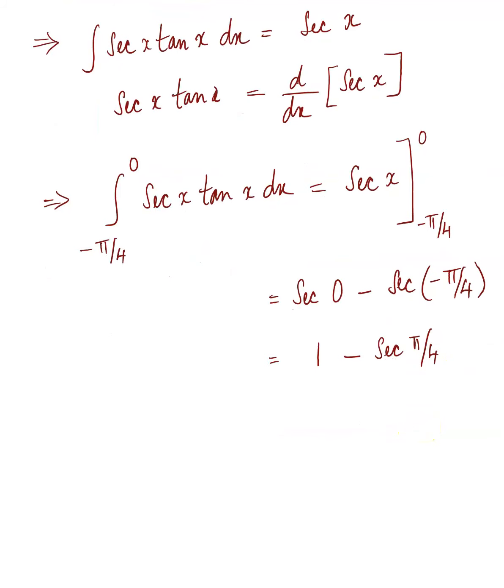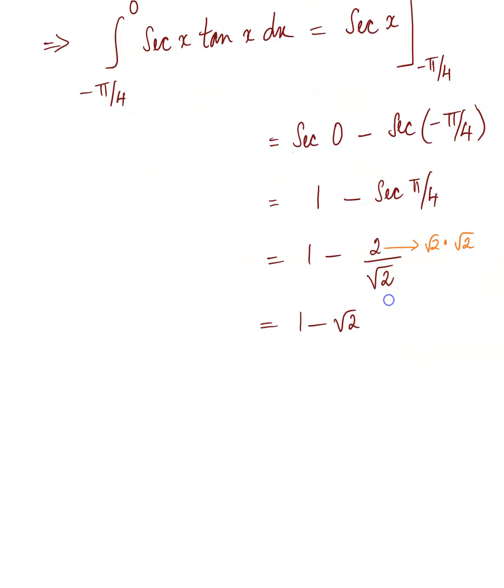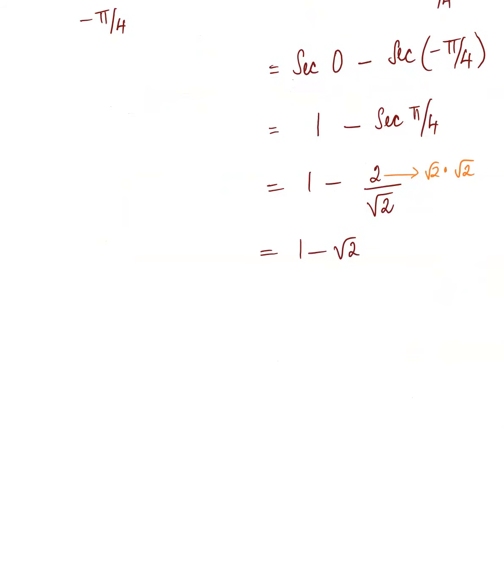And for secant pi over 4, cosine pi over 4 is root 2 over 2, and you need to take the reciprocal of that. So 1 minus 2 over root 2. If you simplify this, it gives you 1 minus root 2, right? You can rewrite the 2 as root 2 times root 2, so one of the root 2's will cancel off. So you have 1 minus root 2. And that's the answer there. We'll go for the third one.